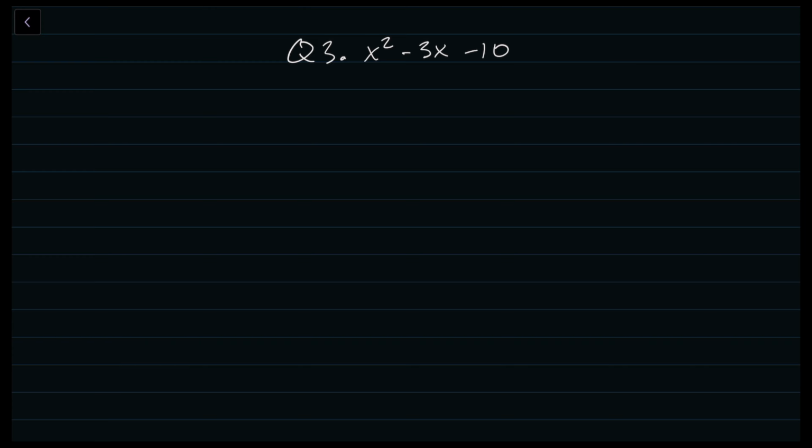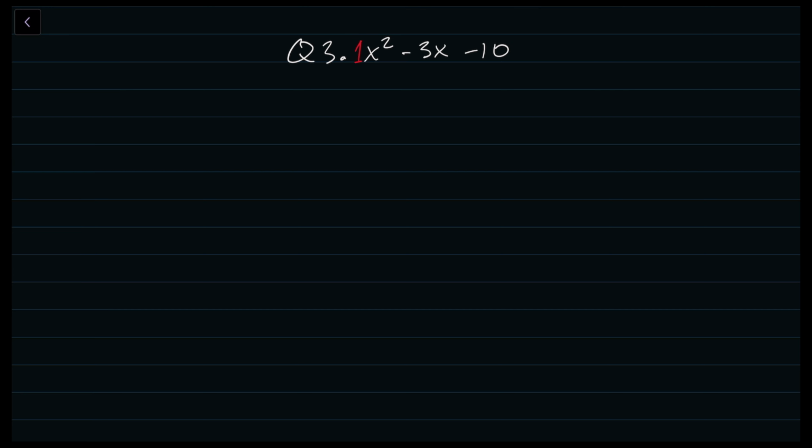So here is question 3. We have, again, a trinomial where the number in front of the a term, the x squared, is 1. But this time we have a negative middle term and a negative constant. So we're going to use the same approach where we find two numbers that multiply to give us that constant, but add up to give us that negative 3. We're going to have negatives again.